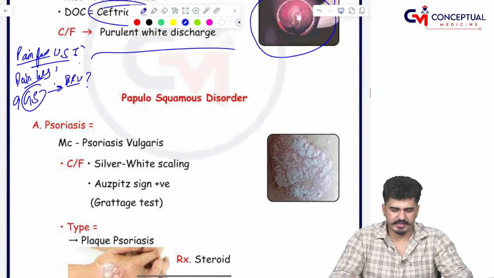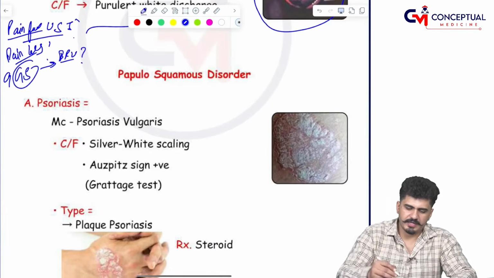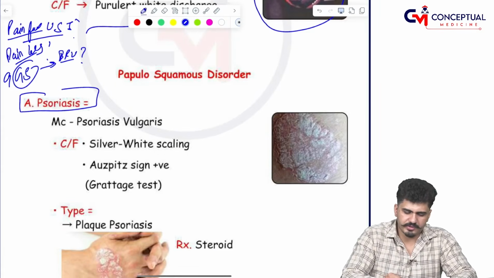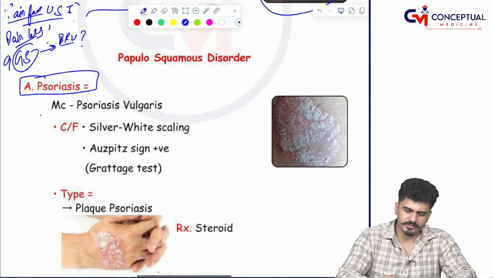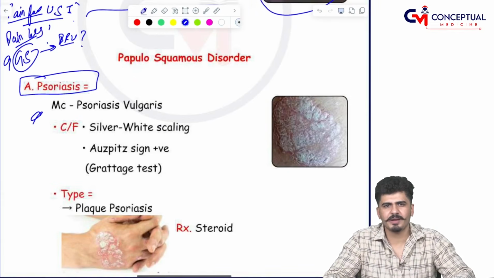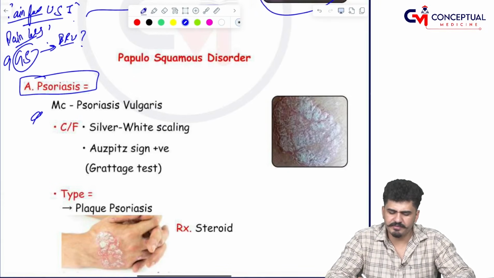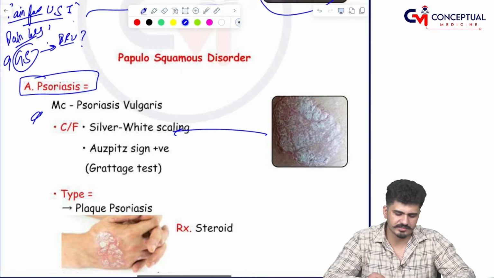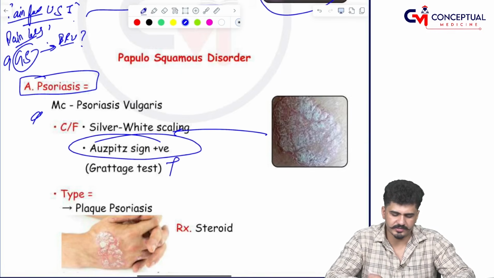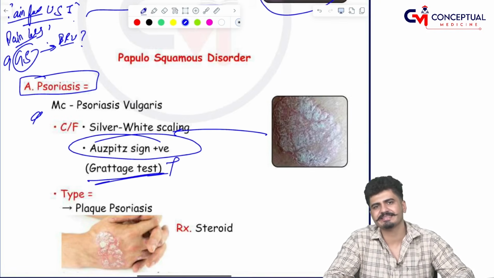Let's move on to the next, and that is papulosquamous disorder. Number 1 papulosquamous disorder is going to be psoriasis. And most common is psoriasis vulgaris, which is plaque psoriasis. Here you are going to see silvery white scaling, and after removing this, there is going to be pinpoint hemorrhage. This is called Auspitz sign, and the test is called the Grattage test.